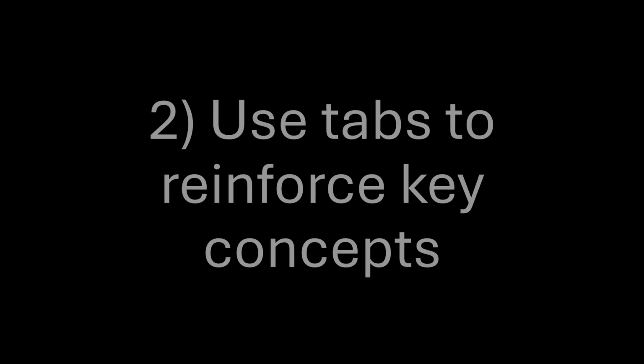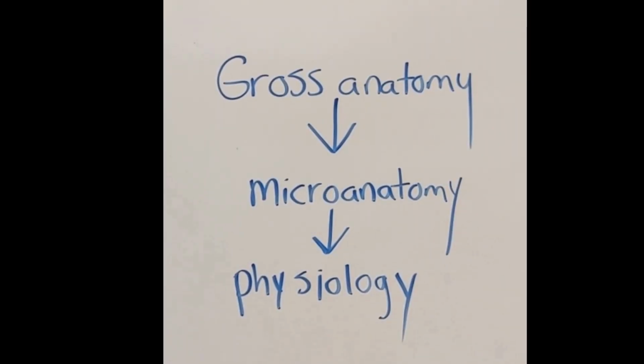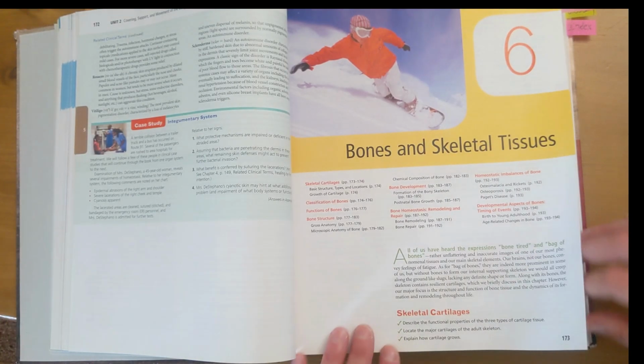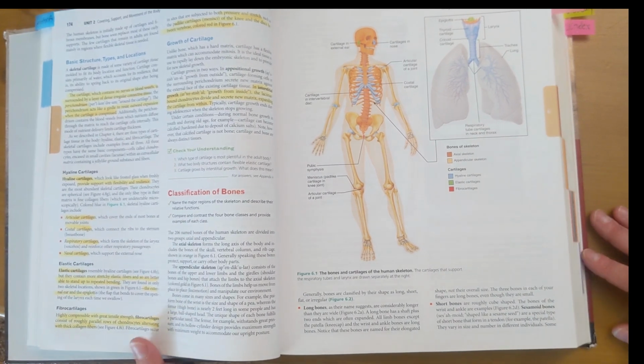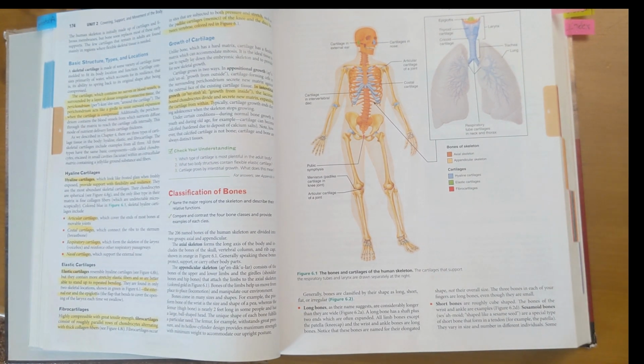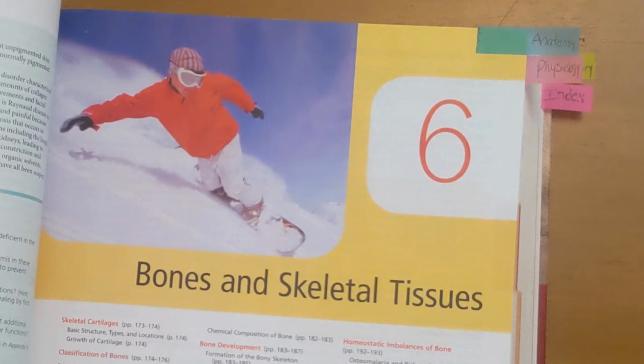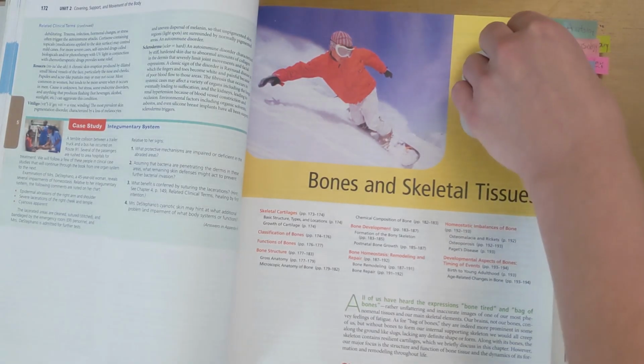You can also use tabs to reinforce key concepts. So for example, I tell students they should learn their gross and microanatomy and then their physiology. So making it a ritual where you get into the chapter that you're currently working on and figuring out, okay, here's the anatomy, here's the physiology, and separating it with tabs can help reinforce that concept of, okay, anatomy first, physiology second.